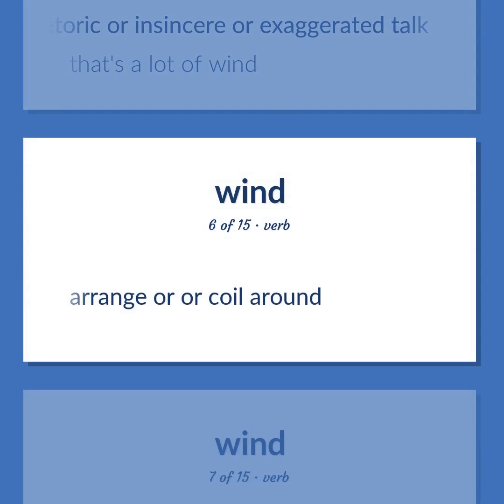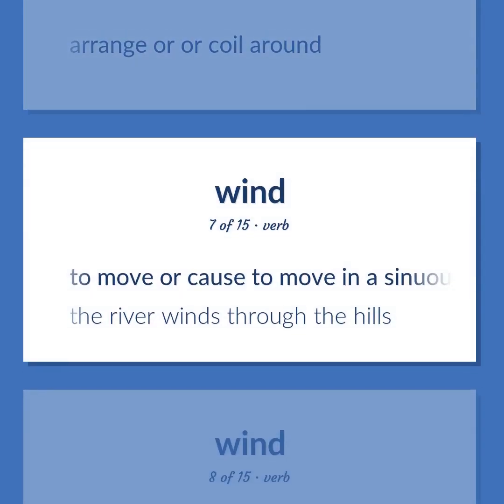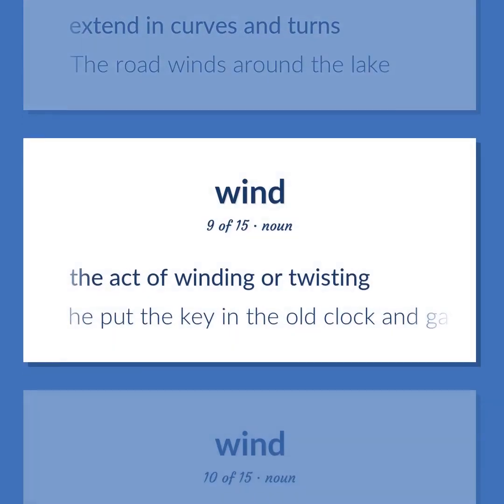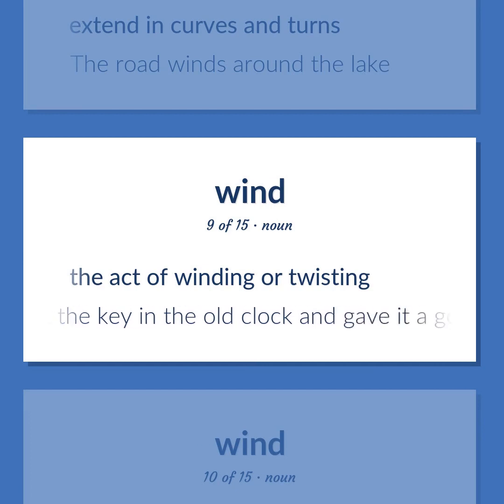Arrange or coil around. To move or cause to move in a sinuous, spiral, or circular course. The river winds through the hills. Extend in curves and turns. The road winds around the lake. The act of winding or twisting. He put the key in the old clock and gave it a good wind.